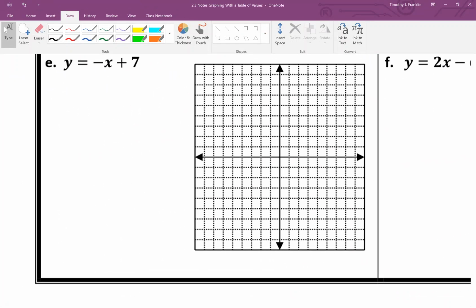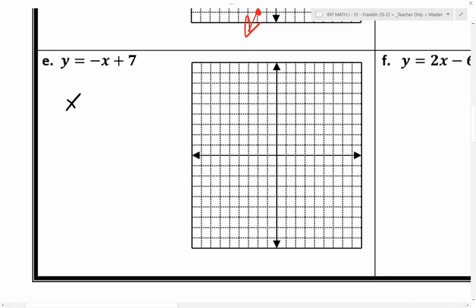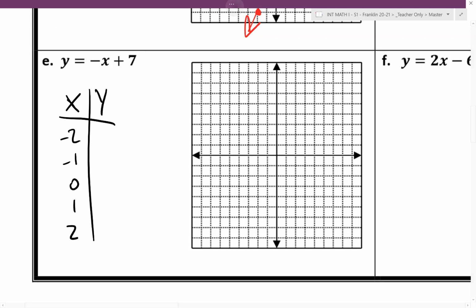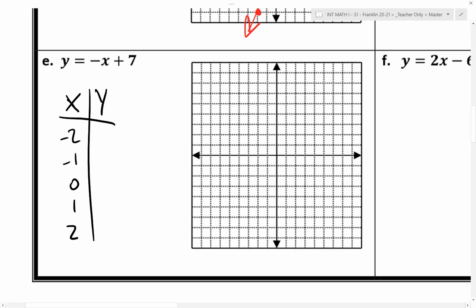Here's a little bit of a simpler one, so let's just do our 2-column chart, a true T-chart here. Same 5 values for x, though. Now, technically, you can use any numbers for x, but in this video, we're just going to use these 5. They're the 5 in the middle. They're the smallest numbers to use. They're just kind of the easiest ones.